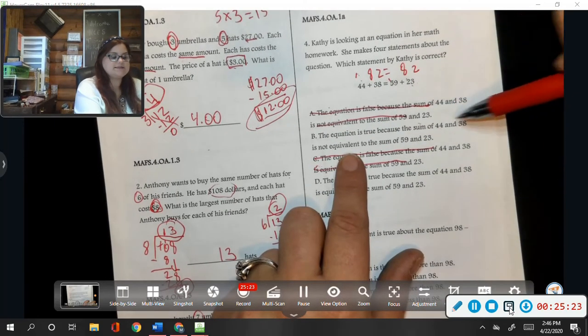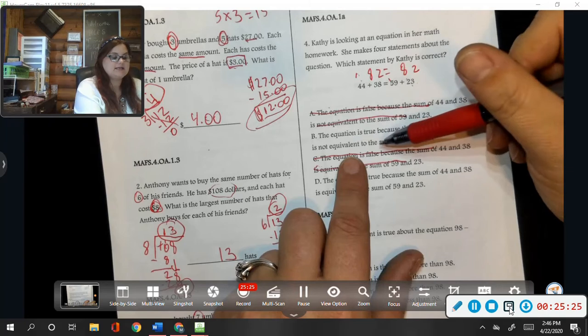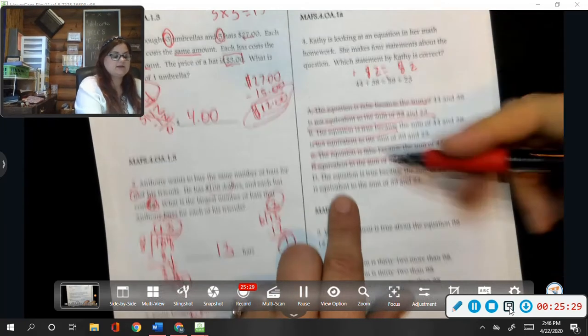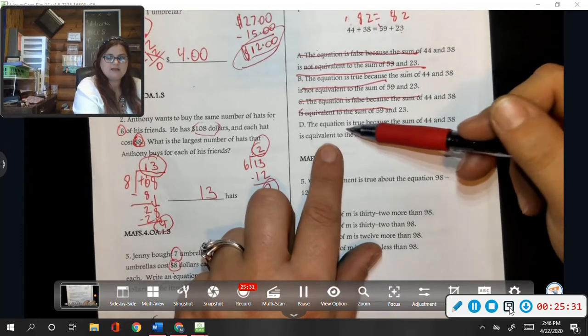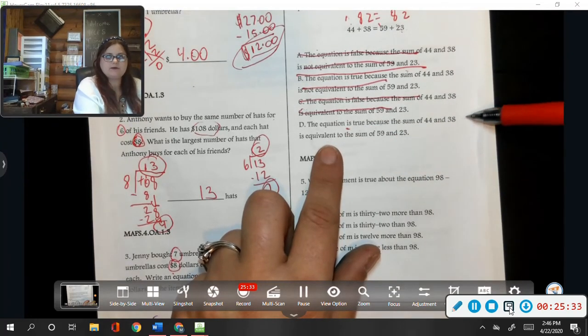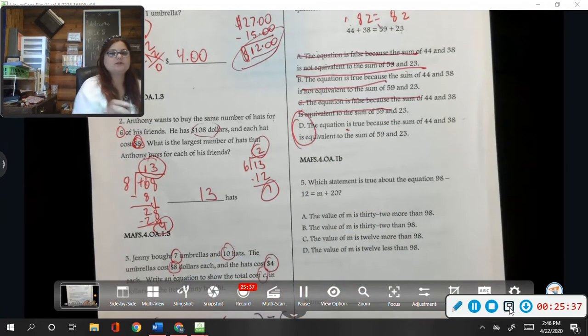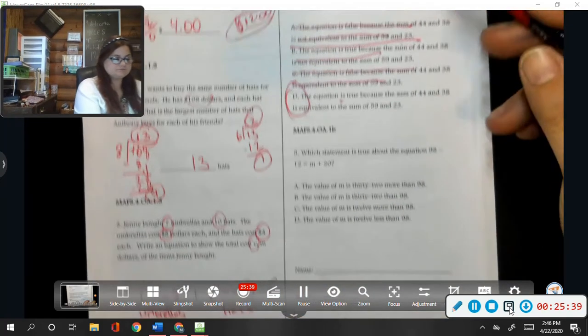Now, it says the equation is true because the sum of 44 and 38 is not equivalent to the sum. Well, that didn't make any sense. So let's hang on. Hopefully D is right. The equation is true because the sum of 44 and 38 is equivalent to the sum of 59 and 23. So D is the correct answer.